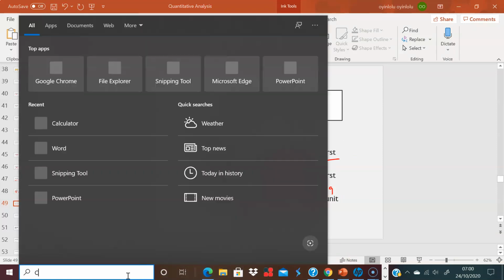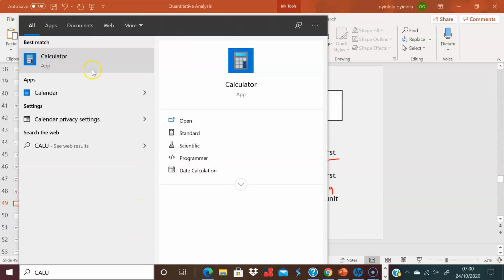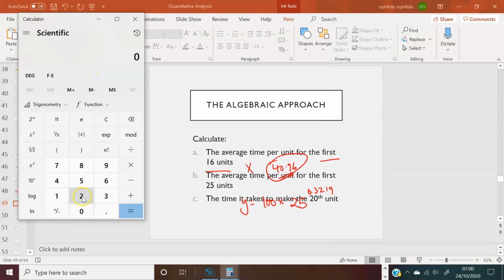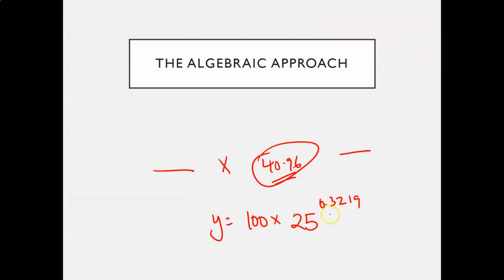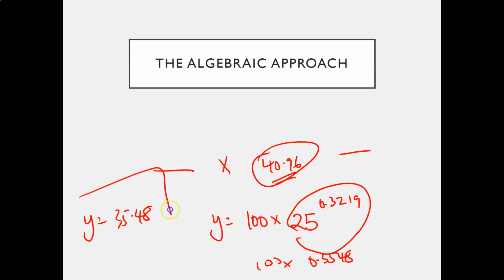Let me just go to my calculator again and do it. Yeah, here we are. So I have here 25 raised to the power, like I said, of minus 0.3219. I've noticed the calculator wants me to write the figure out there. And then I just click equals. See here you have 0.3548. So I'll take that. So this all together is 0.3548. So 0.3548 times 100 brings me to y is equal to 35.48.